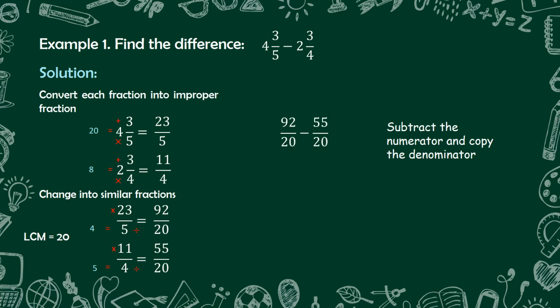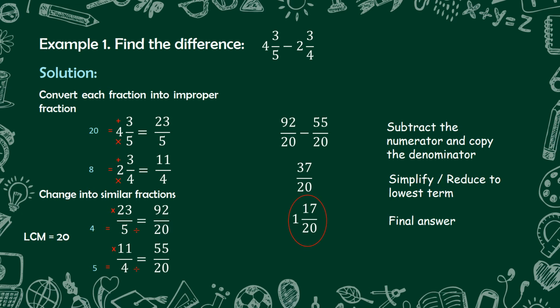So, subtract the numerators. We will have 92 over 20 minus 55 over 20. That is 92 minus 55 is equal to 37. And then copy the denominator. We have 37 over 20. Simplify and reduce to lowest term. So, how many 20 do we have in 37? That is 1, and 1 times 20 is 20. So we have 37 minus 20 is equal to 17. Then copy the denominator. We will have 1 and 17 over 20, and that's our final answer.